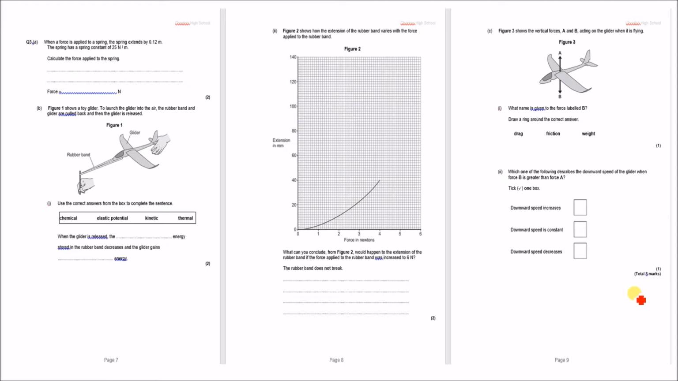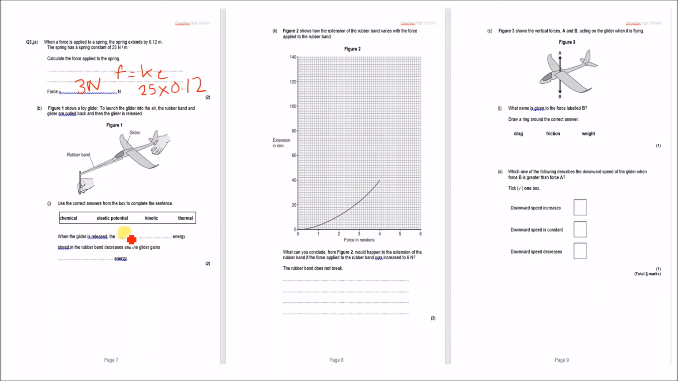Okay, the next question. When a force is applied to a spring, the spring extends by 0.12 meters. Calculate the force. So force is equal to the spring constant times the extension. We know that the spring constant is 25 newtons per meter. Remember, the unit for spring constant is newtons per meter and it's extended by 0.12. So we've got to multiply those two together. And if we do that, we get a force of 3 newtons.